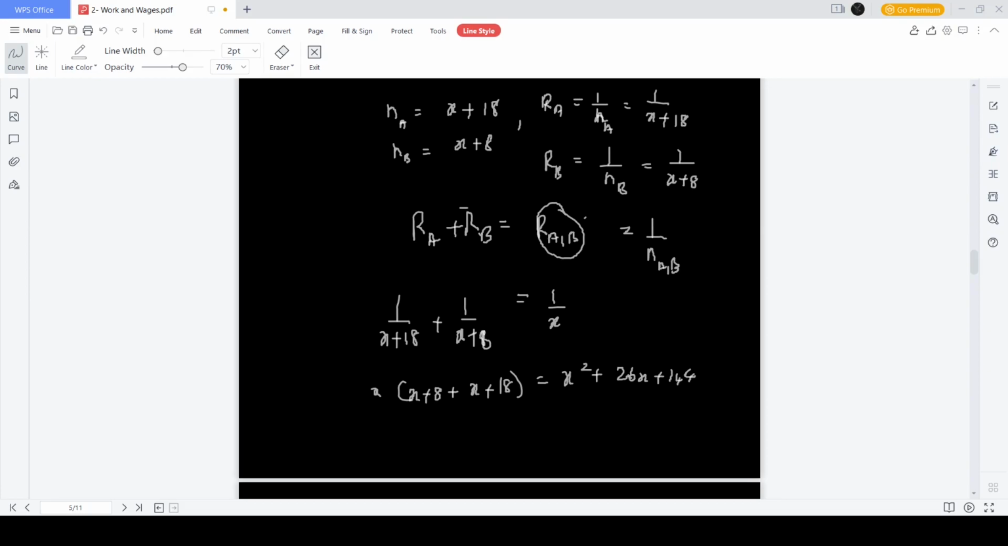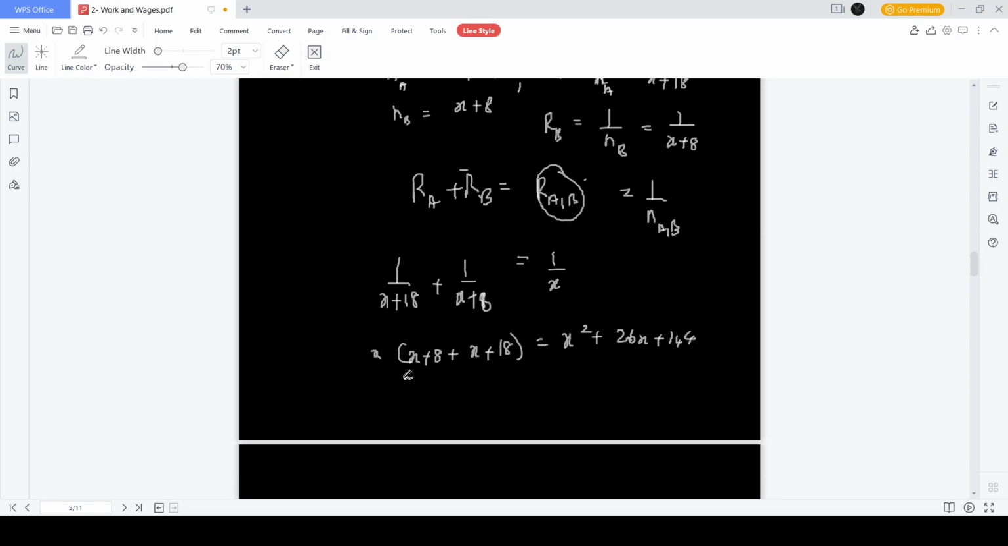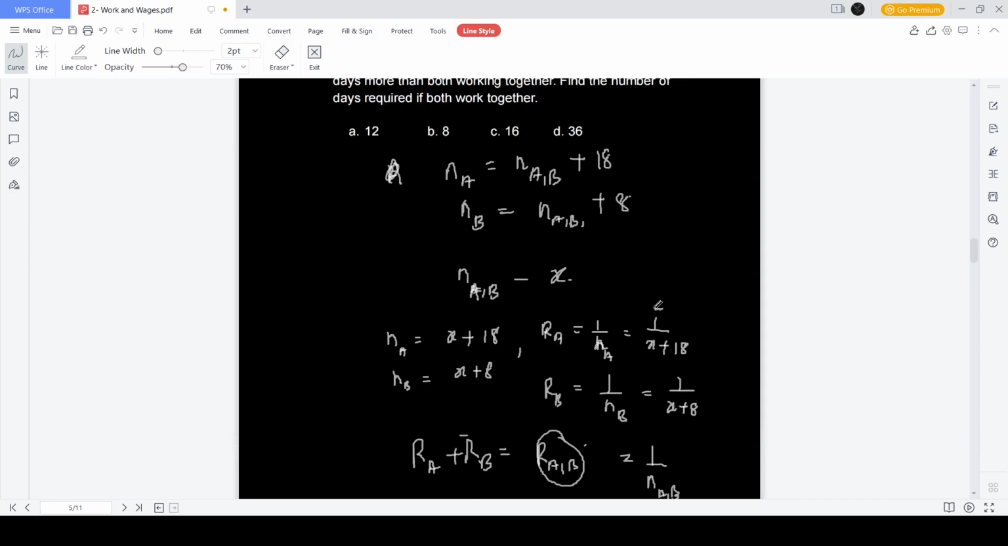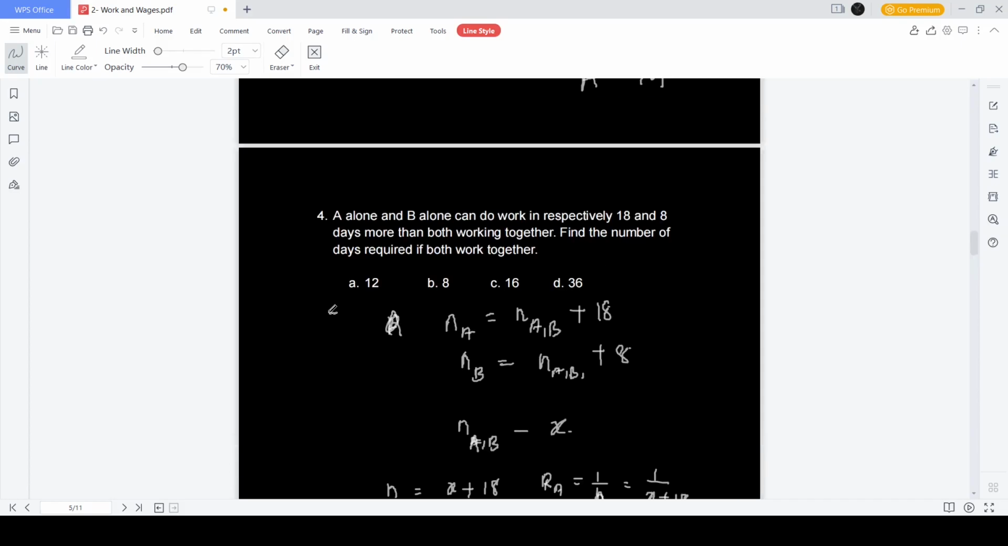Okay, so now we expand this, we get x square plus 8 plus 18 is again 26. 2x square plus 26x is equal to x square plus 26x plus 144. Cancel x square and 1x square on both sides, 26x, 26x. You get x square equal to 144, hence x is equal to 12. Okay, if x is equal to 12, then the number of days they take to finish the job together is 12. Simple.